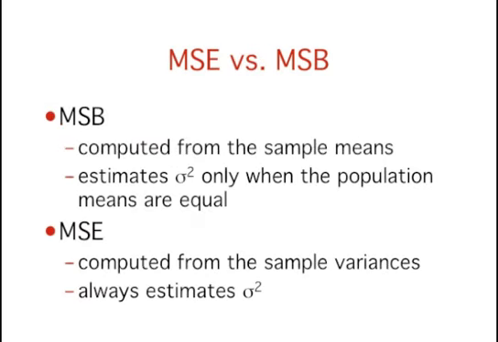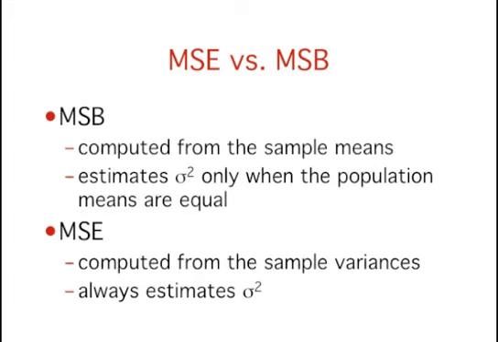If the population means are equal, then both MSE and MSB are estimates of the population variance and should therefore be about the same. Naturally, they will not be exactly the same, since they are just estimates and are based on different aspects of the data. The MSB is computed from the sample means, and the MSE is computed from the sample variances.